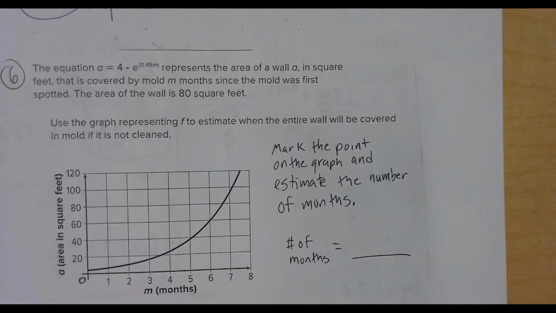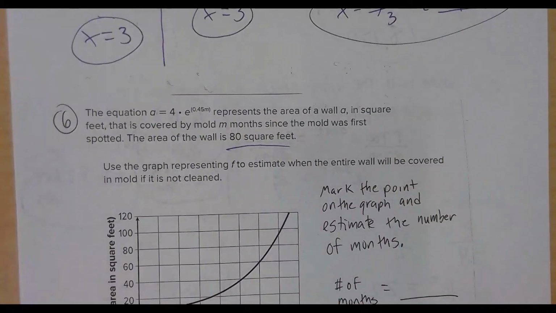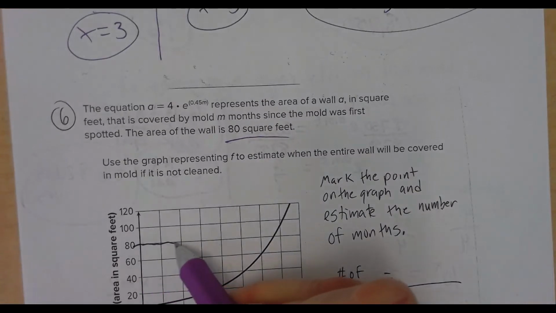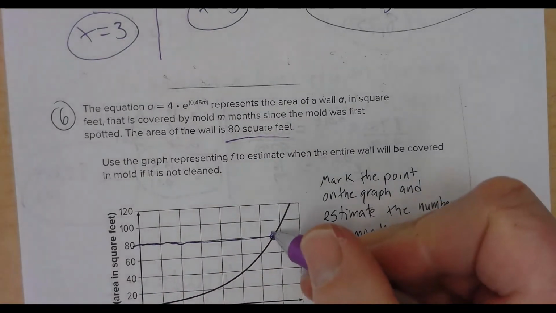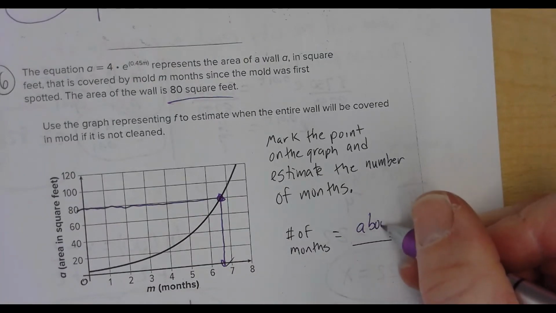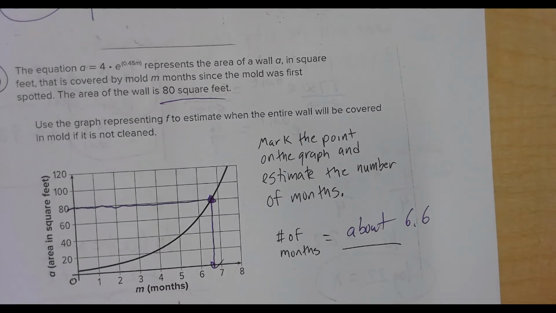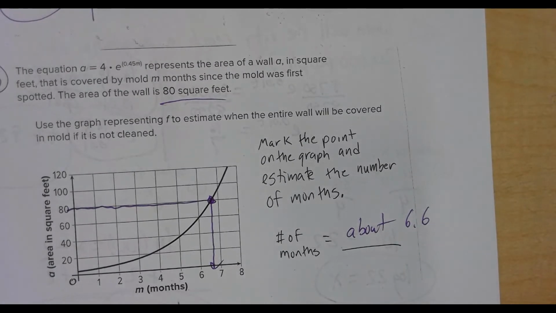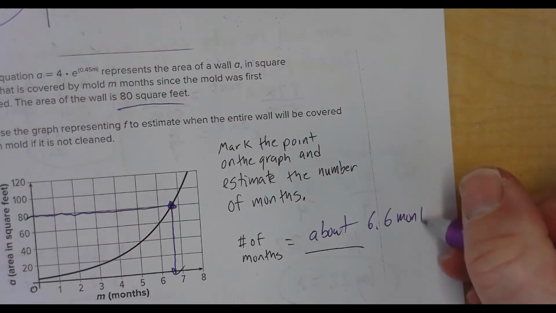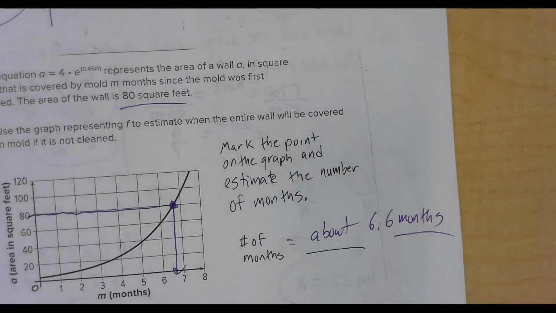All right. So the problem here, we're talking about mold growing, and we just want to know when it fills the wall. So when does it hit 80? So you go across here, and you go down, and I said about 6.6, 6.6 months. So we'll label our answer. So that's all you're doing with that one.